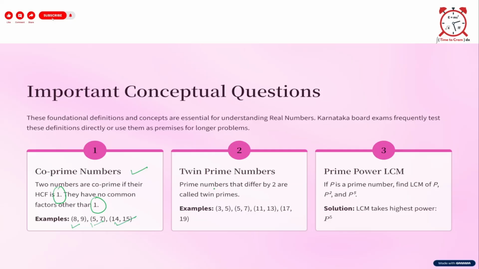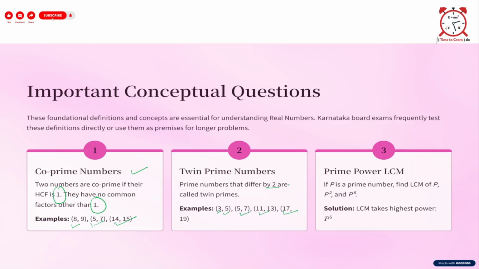Now, twin prime numbers. Prime numbers that differ by 2 are called twin primes. Example, 3 and 5 are both prime numbers and the difference between them is 2. In the same way, 5 and 7 are both prime and the difference is 2. 11 and 13, and 17 and 19, are prime numbers and the difference is 2. So this is a challenge to you: if you find more twin prime pairs, mention them in the comment box.